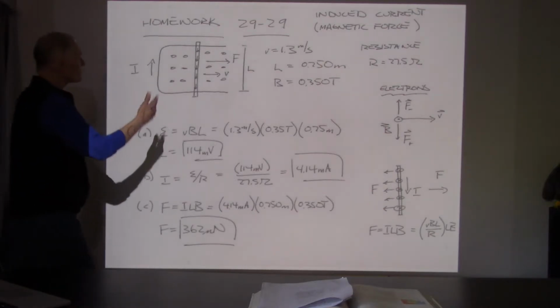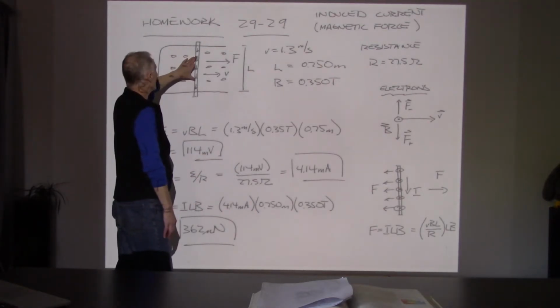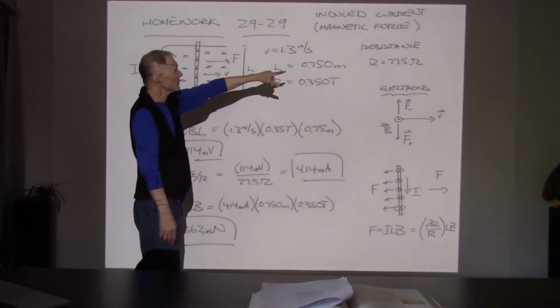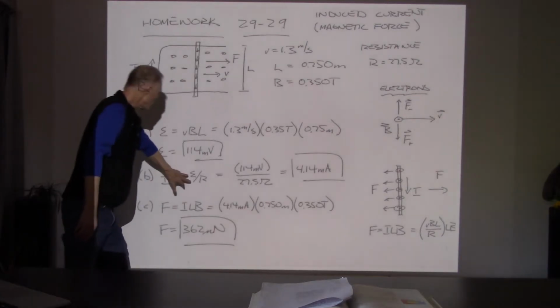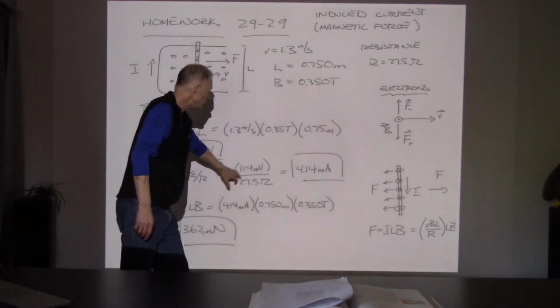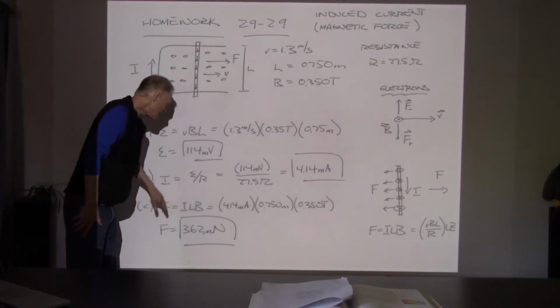And what's kind of interesting here, too, is, in any case, this is the 27.5 ohms of resistance. We can use that, the voltage and the resistance, to determine the current. And then once we know the current, we can calculate how much force.